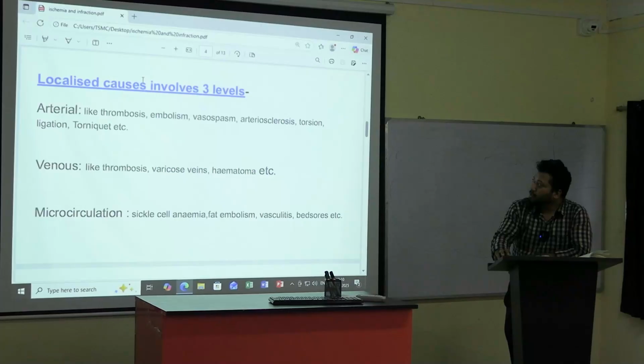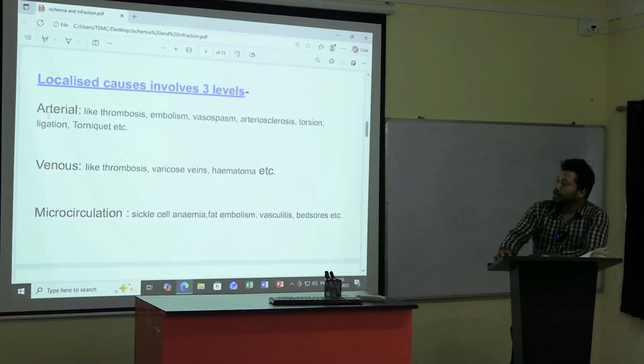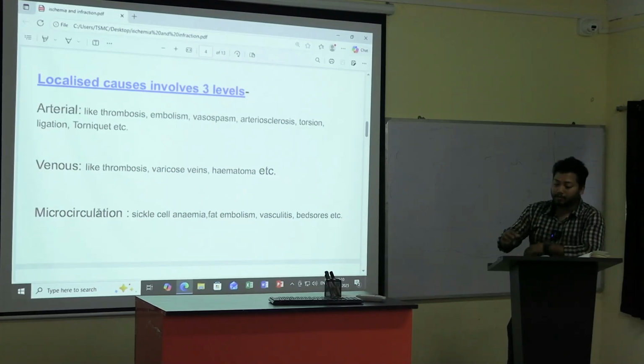So localized causes involve 3 levels: arterial, venous and microcirculation. Microcirculation means when it happens in our capillaries, meaning in the skin, these microcapillaries. In arteries there is thrombosis, embolism, vasospasm, atherosclerosis, torsion. Torsion means when any organ or blood vessel gets twisted.